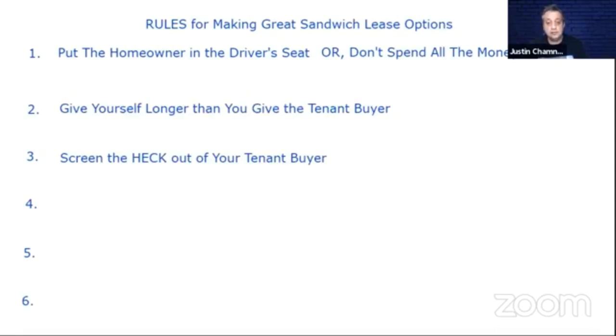Number two, make sure they have jobs that produce enough income to buy that house. That's about three times what the payment is, minimum. If the house is $1,500 a month, they need to be making a minimum of $4,500 a month. That's a minimum. That's tight.